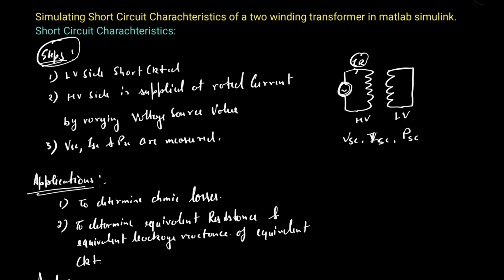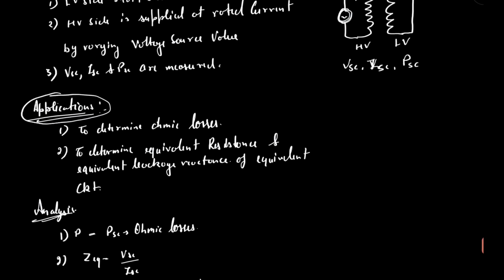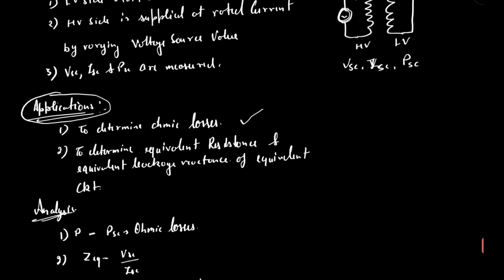So what are the applications for short circuit characteristics? These are used to obtain the ohmic losses, and secondly, these are used to obtain the equivalent resistance and equivalent leakage reactance of the equivalent circuit.